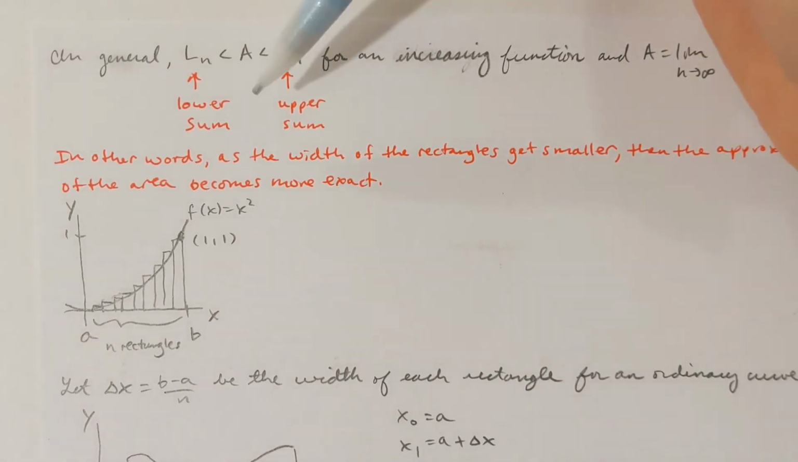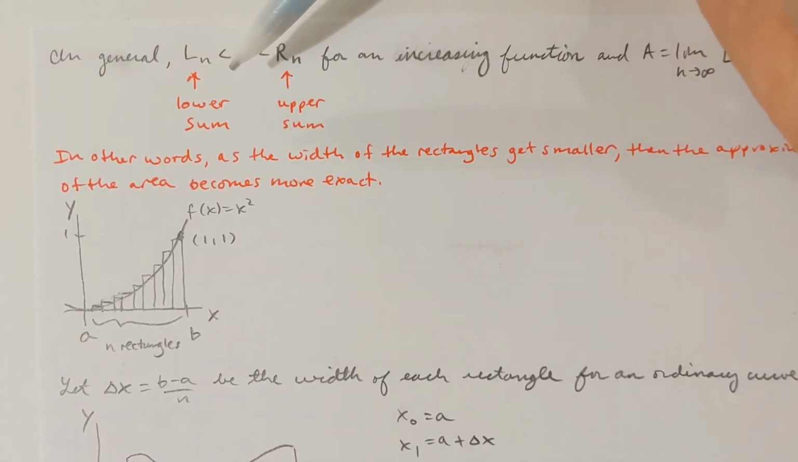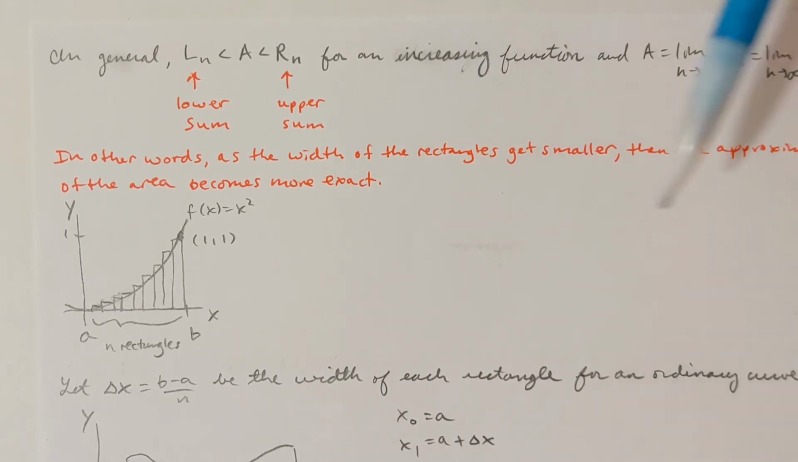L sub n is going to represent the lower sum where there's n rectangles, and R sub n is going to represent the upper sum where there's n rectangles, and A is going to represent the area underneath the curve that you're wanting to calculate. Here I was using a parabola. What if we're using any ordinary curve? A is going to be the area.